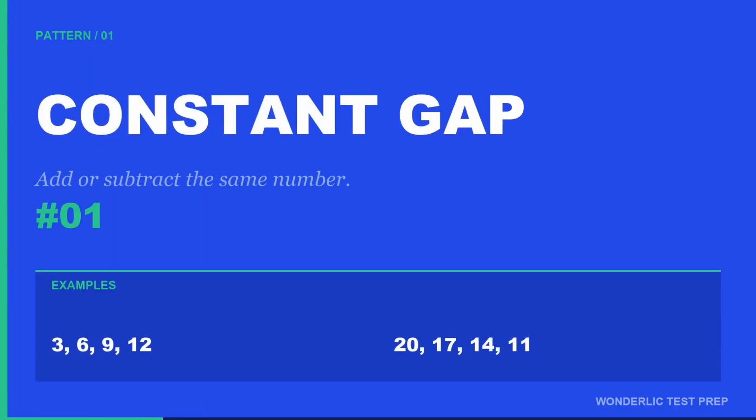Pattern 1, the constant gap. You add or subtract the same number every single time. 3, 6, 9, 12. The gap is always plus 3, or it runs backward. 20, 17, 14, 11, minus 3. Each step, find one gap, check that it holds, and you're done.